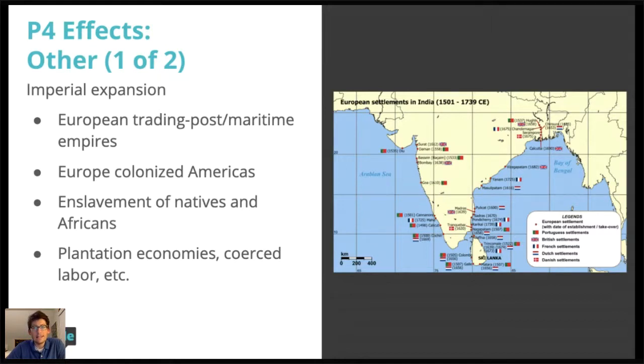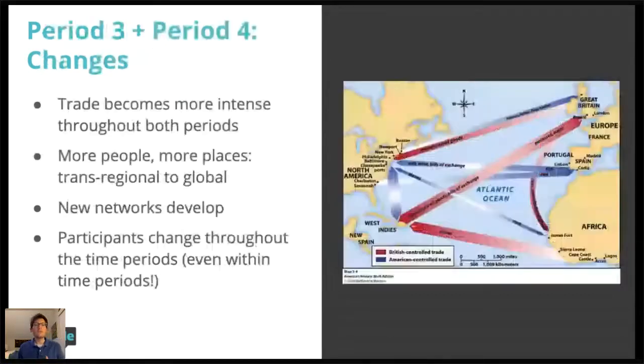Now, man, that's a lot in time periods 3 and 4. So let's think about what has changed across these time periods and what has stayed the same. This is kind of a comparison of what is different and what stays the same. Well, changes. Throughout time period 3, trade becomes much more intense.